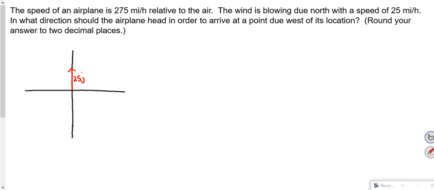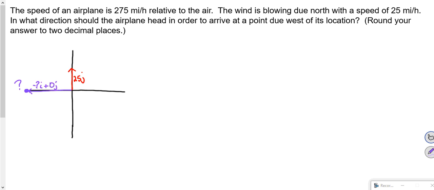Now, the airplane has a magnitude of 275 miles per hour. We're trying to figure out what direction the plane needs to head so that the wind blows it, and it's trying to end up somewhere out in here. We don't know where, but due west. So somewhere out in here due west is where it's trying to end. And we don't know what i, it's going to be a negative question mark i, plus 0j. I'm intentionally writing the 0j part so you can see it.